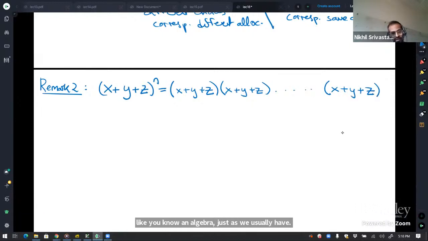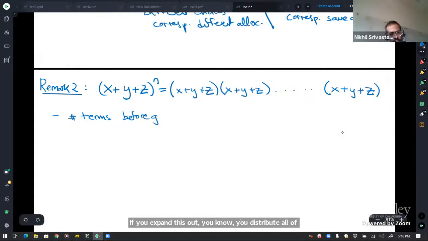Now we can ask a number of questions. One question is, how many terms are there before grouping? If you expand this out, you distribute all of the products. How many terms will you get? Let's think about this for a moment. I want you to use your counting methods. What is a process that specifies a term?